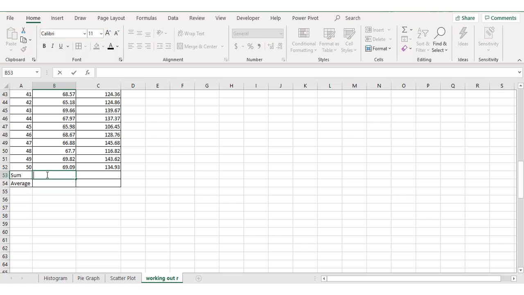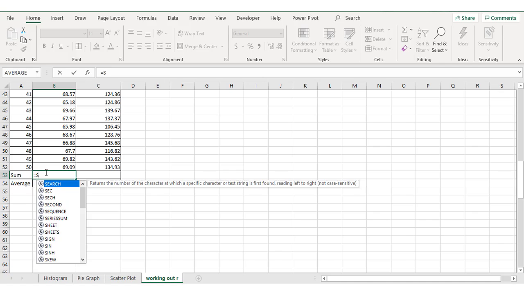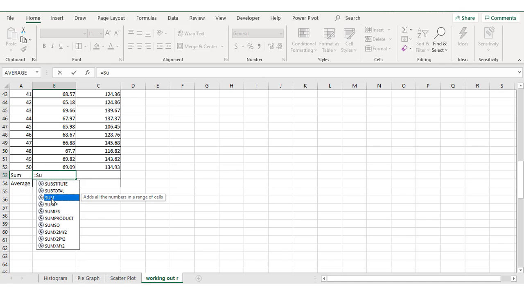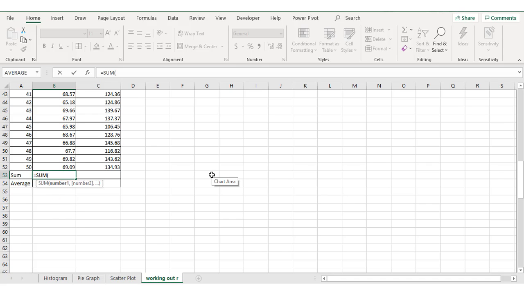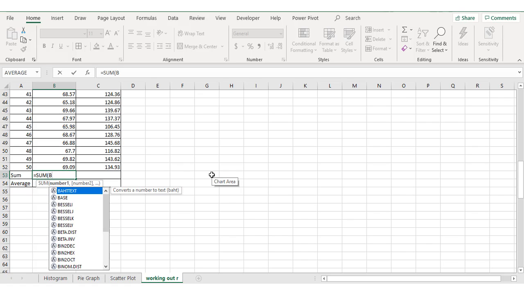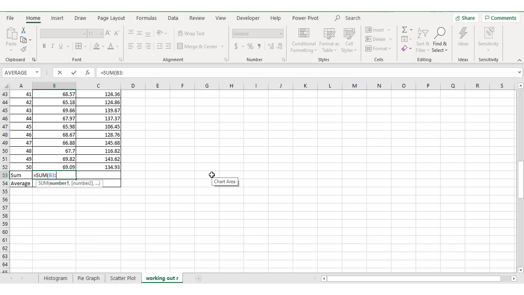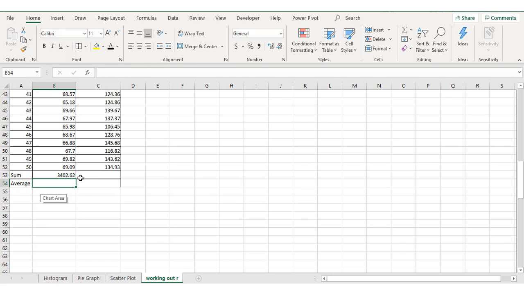Therefore, double-click this cell, put the equal sign, then do the sum. It's here. The data will be from B3 to B52. Then press enter. You will get the answer.